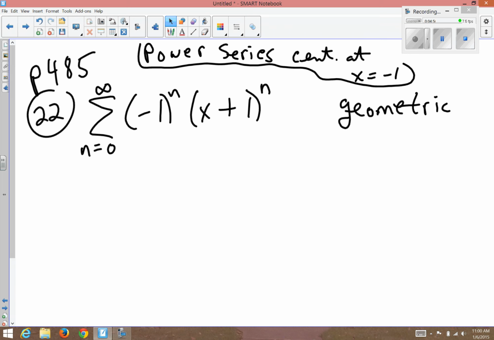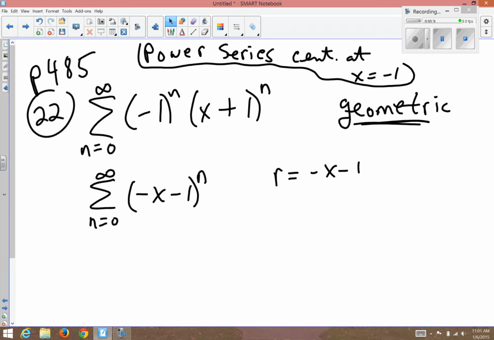I'm going to rewrite this as, since both of these are to the n, we can write that as what's in here, this base times this base, which is negative x, negative 1, the whole thing to the n. Since both of these are raised to the n, we can put these together. And from this, we can see that the common ratio is negative x, negative 1.